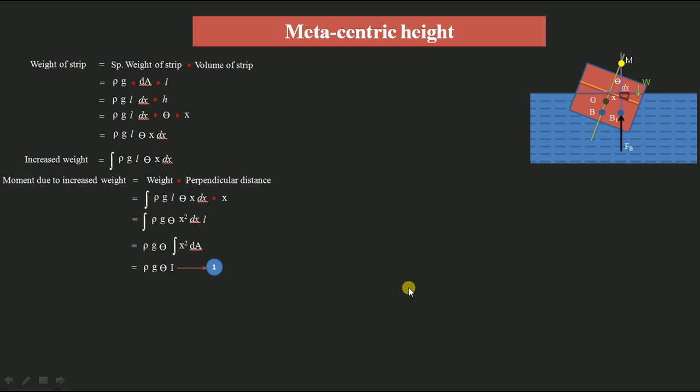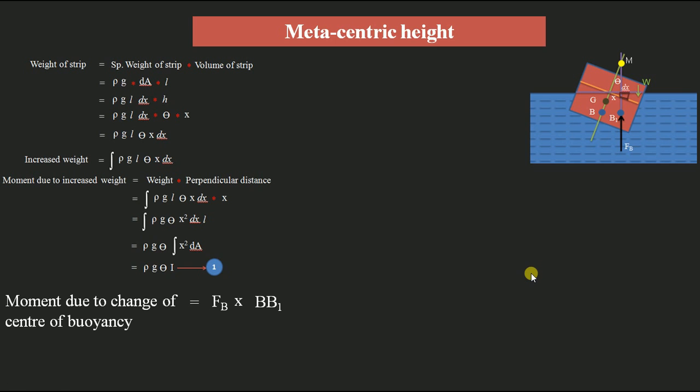Next we have to find the moment due to the change in position of the center of buoyancy, or force of buoyancy. Okay, moment due to change of center of buoyancy. So try to write the moment of this force of buoyancy with respect to the change in its position. That can be FB into BB1. FB can be written as the weight of the body which is present inside, which we will write later, into BB1.